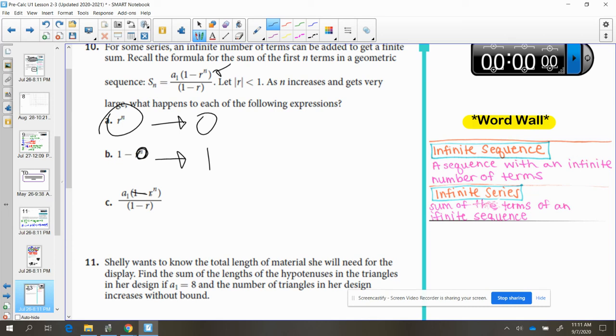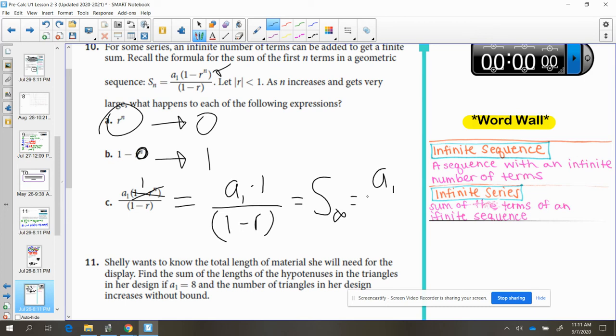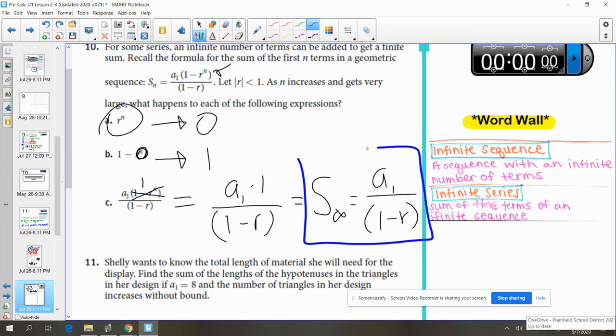Which means that we can substitute in 1 minus 0, which is just 1, which is going to leave us with a sub 1 times 1 over 1 minus r, which is going to be our sum of the infinite series. It's just going to be whatever the first term is over 1 minus r in the denominator. Okay? This is kind of that last formula you're definitely going to want to have written down.